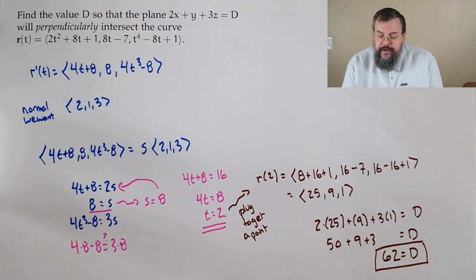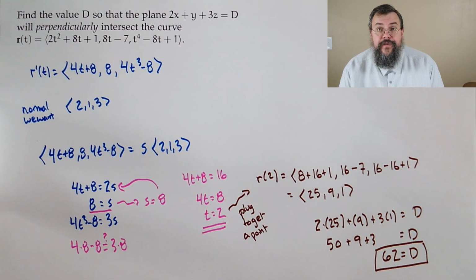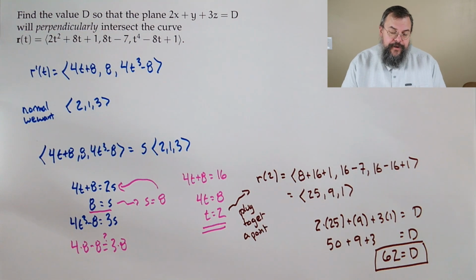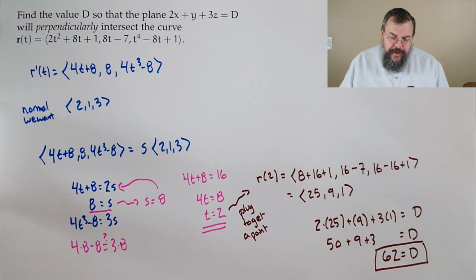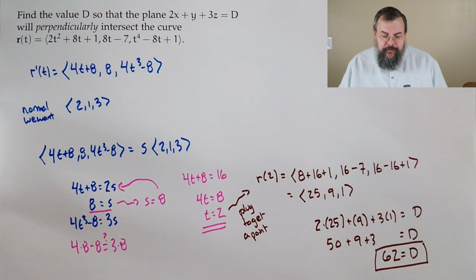And of course, not only do we know that the plane will perpendicularly intersect, we even know the exact point on the curve. We know when it happens. But all we needed was the value for d. And we did that. We found our value. Woohoo! Nice! Good. We made good progress.